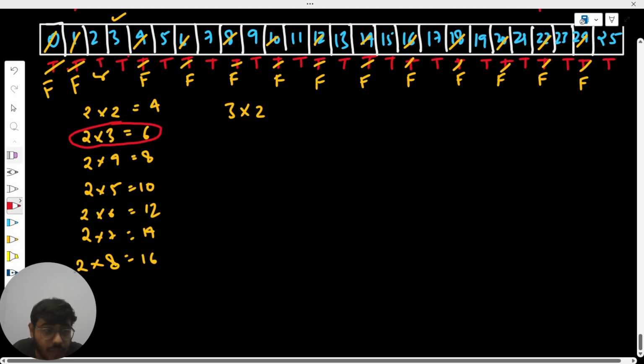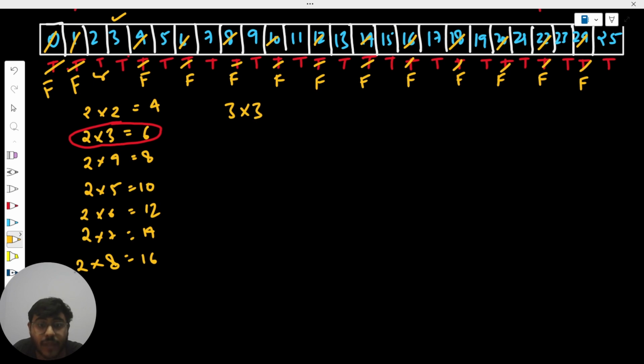We do not start from 3 into 2, but we start from 3 into 3. Why? Because of the previous multiples of 3, those lesser than 3, like 3 into 1 and 3 into 2. 3 into 1 is not composite. As for 3 into 2, we can see it has already been marked, that is 6. So there is no use of going back and marking it again, right?